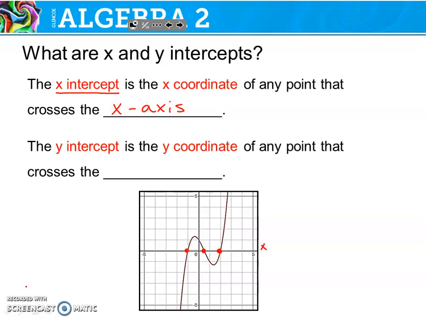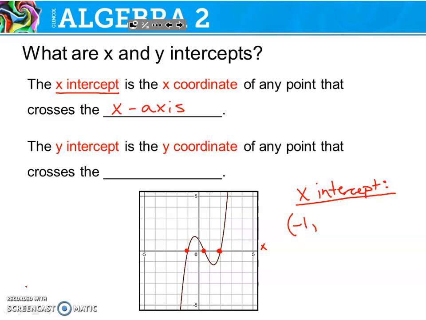So we could say that this graph has x-intercepts at -1, 1/2, and 2. Now, when I ask you guys for these x-intercepts, I'm going to ask you to write your x-intercepts as points. This might be some review for some of you.